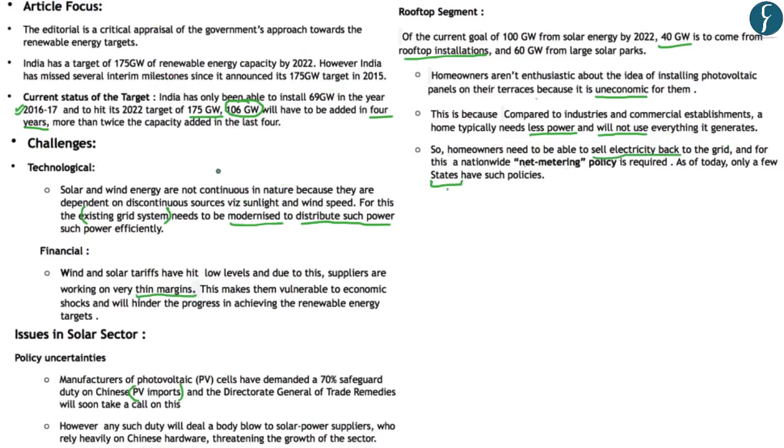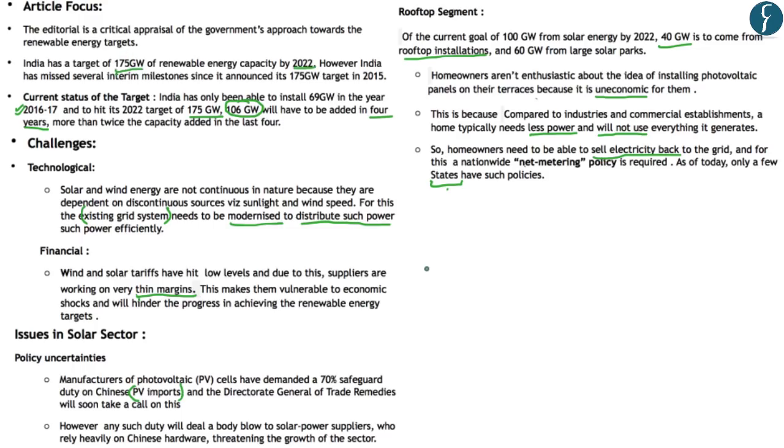So now hopefully up till here you've understood the focus of this article and you understand the challenges that are there in front of India to achieve the 175 gigawatt target that India requires to achieve to fulfill its greenhouse gas emission goal under the Paris Climate Agreement.